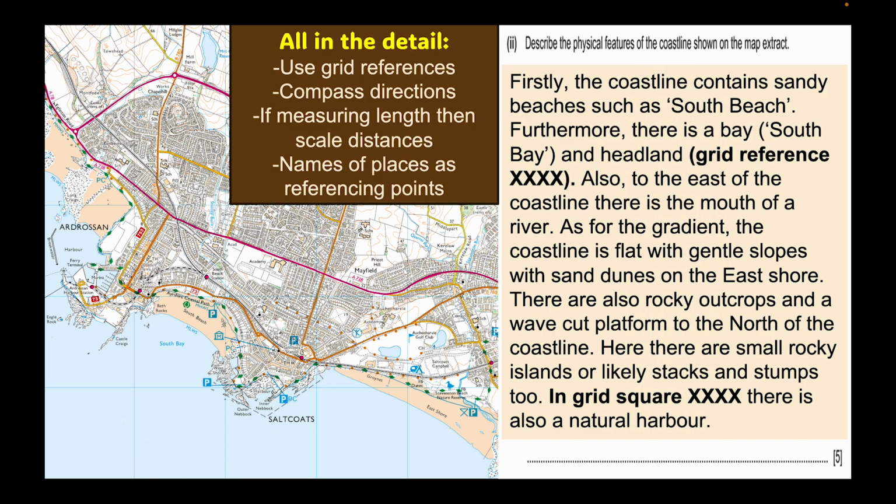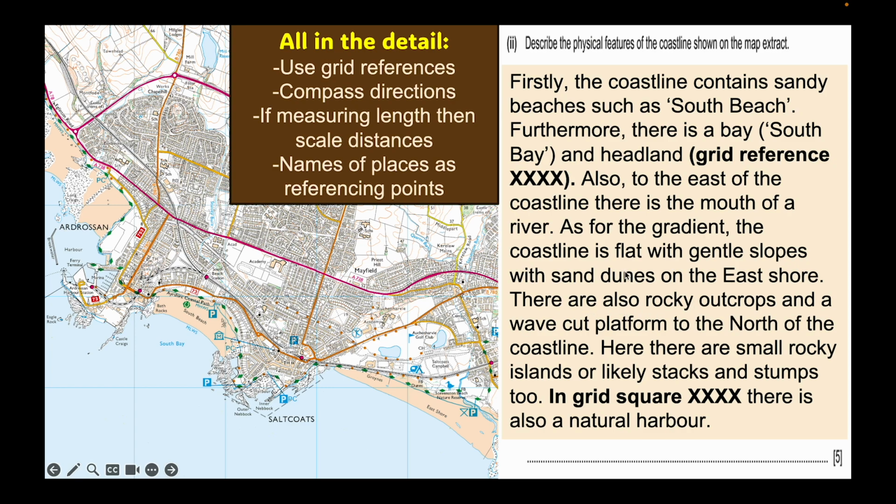So what have I written? Well, firstly, the coastline contains sandy beaches such as South Beach. Furthermore, there is a bay, South Bay, and headland. Again, you can provide the grid reference of the headland here. Also, to the east of the coastline, there is the mouth of a river. You can see here. As for the gradient, the coastline is flat with gentle slopes with sand dunes on the east shore. You can see here, dunes. If you're unsure on how to identify any sand dunes, it's an easy mark to gain.